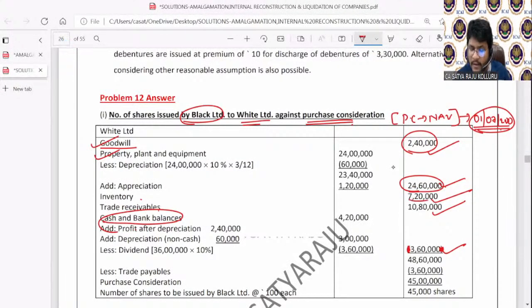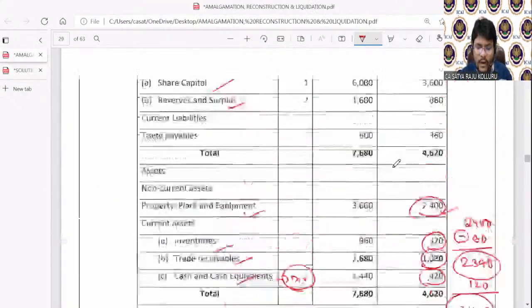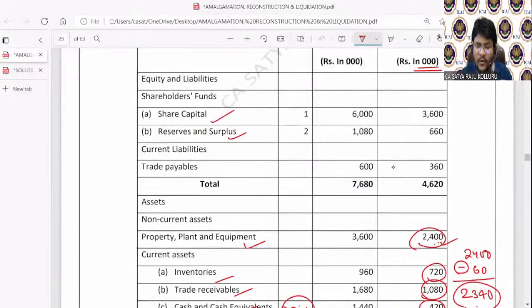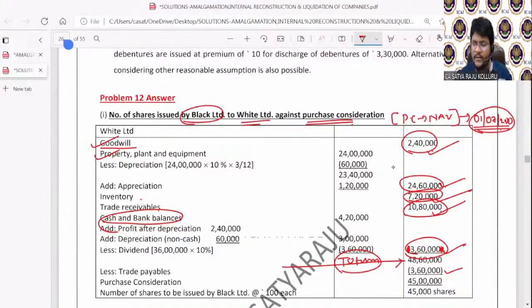Now the total assets: if you add 2,40,000, 24,60,000, 7,20,000, 10,80,000 plus 3,60,000, then the total assets we get are 48,60,000. Do we agree, guys? Now I need to reduce the liabilities, at book value only. Trade payables are 3,60,000, so we reduce 3,60,000. Then the NAV we got is 45 lakhs. The NAV of the business is 45 lakhs, which is equal to the purchase consideration as well.